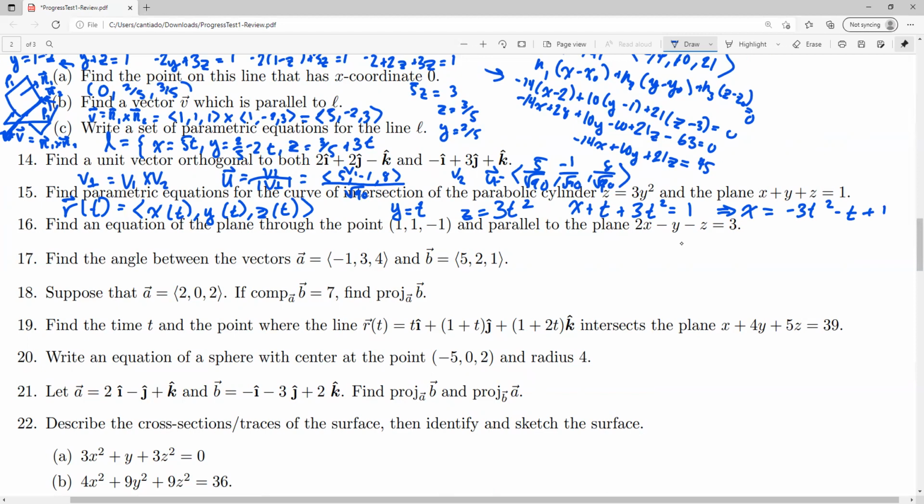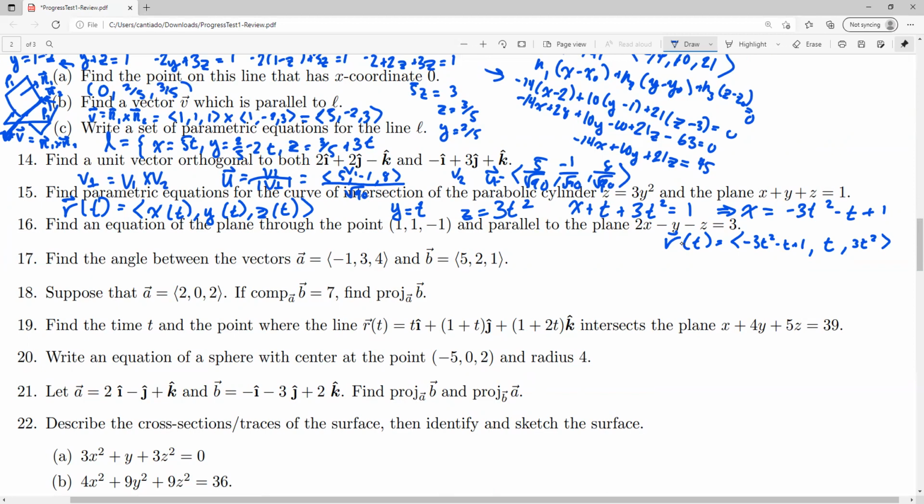Now, if you just plug that all into the space curve, that means r of t is simply equal to this quadratic expression, comma, t, comma, 3t squared, right? And that is your answer if you start off with let y equal to t.